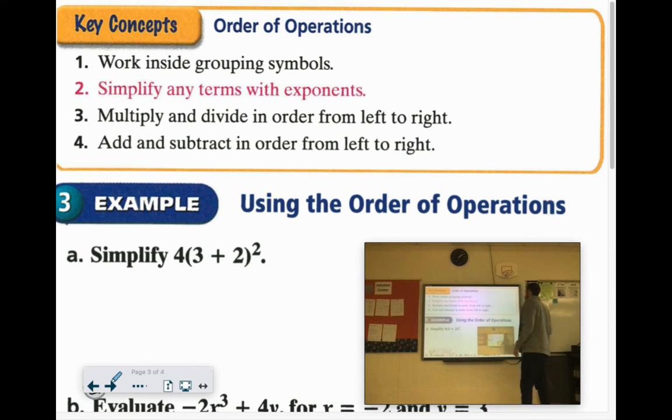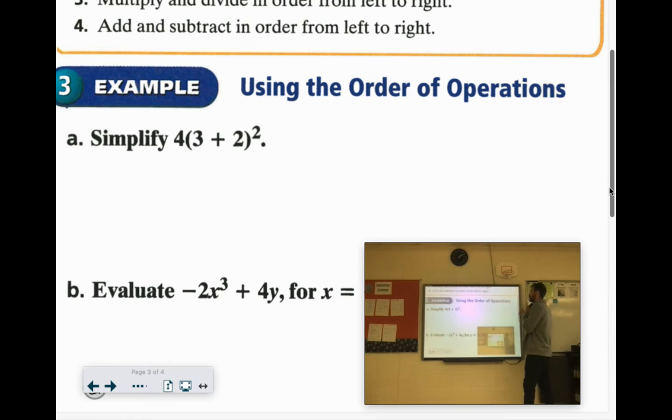Now we're bringing back the order of operations. When we did it earlier, we skipped things with exponents. Now we're bringing in the exponents. So remember your PEMDAS. Parentheses, then exponents, then multiplication and division left to right, and then addition and subtraction left to right. So simplify 4 times 3 plus 2 squared.